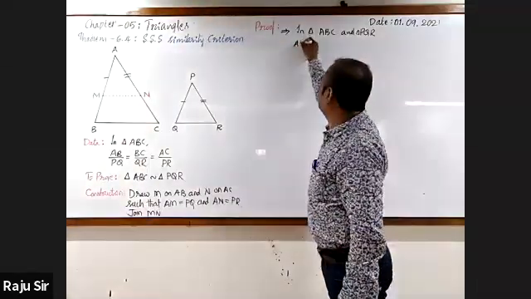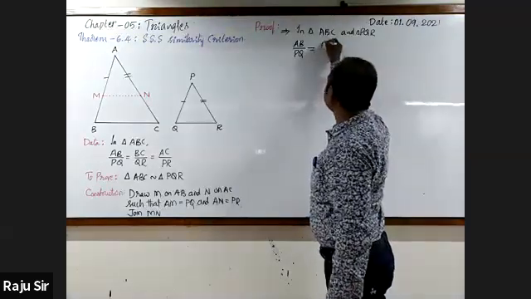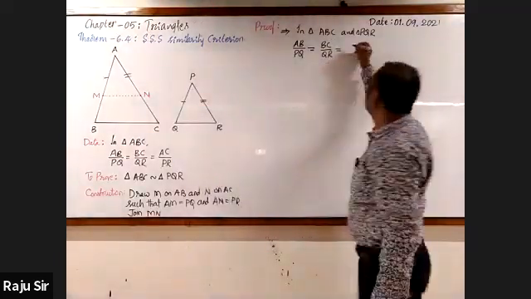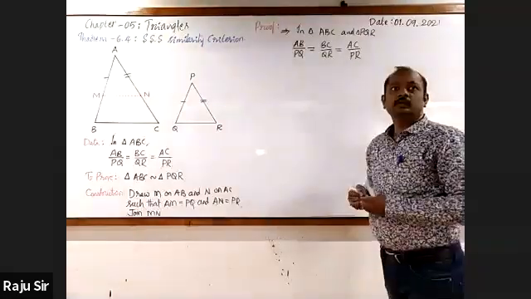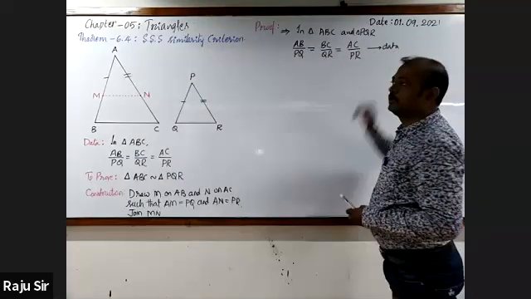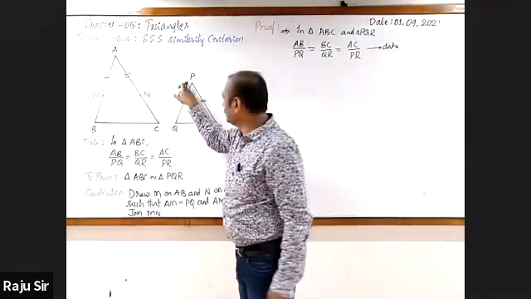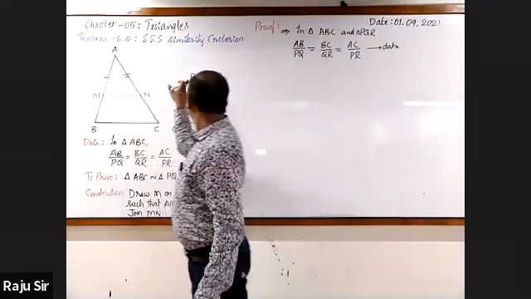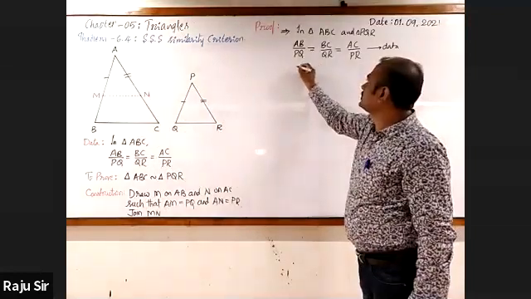AB by PQ is equal to BC by QR is equal to the third side, AC by PR. This is from the data. Then after that, we took substitution, right? Because we all know that here PQ and AM are equal, PR equal to AN, and therefore I'm going to substitute the same.